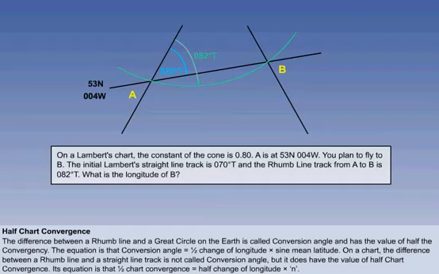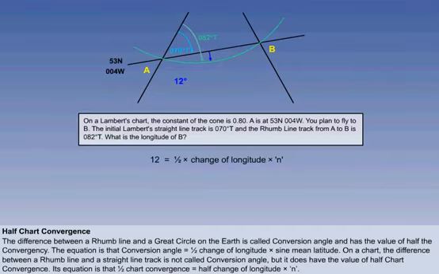You treat these types of problem exactly as you would a conversion angle problem on the Earth, except that because it's a Lambert's chart, you are considering the straight line, not the great circle. If the straight line track is 070 and the rhumb line track is 082, then the angle between them is 12 degrees.